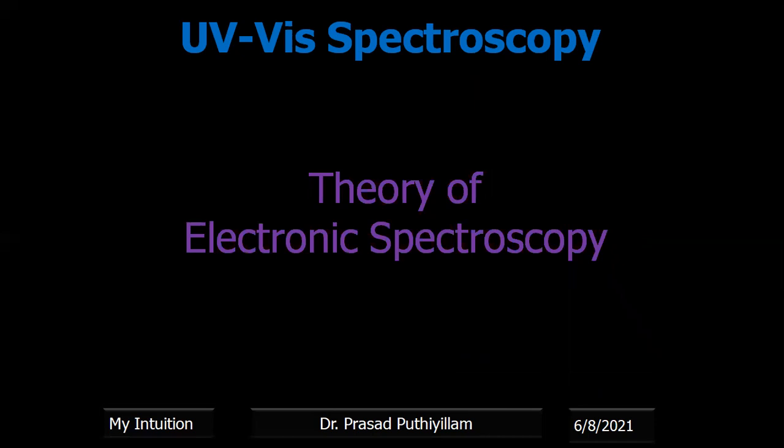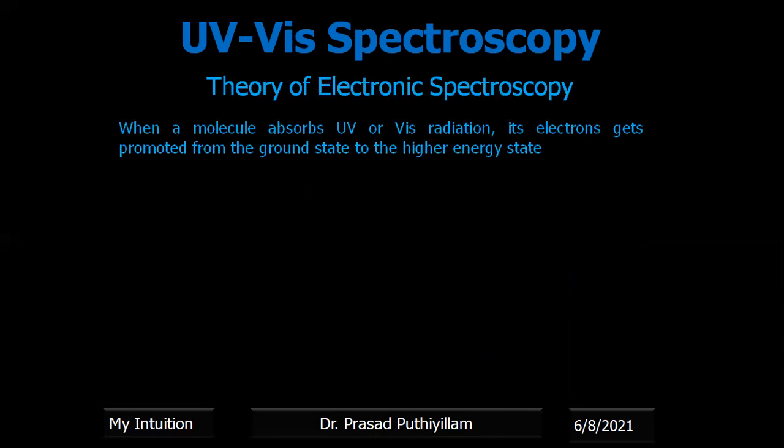Now, the second topic under this particular video class is the theory of electronic spectroscopy. When a molecule absorbs UV or visible radiation, its electrons get promoted from the ground state to a higher energy state. That is the normal thing we explain in UV-visible spectroscopy, along with the vibrational and rotational motion that we see in this case. So generally we say that the valence electrons jump to a higher energy level, from the ground state to a higher energy level.